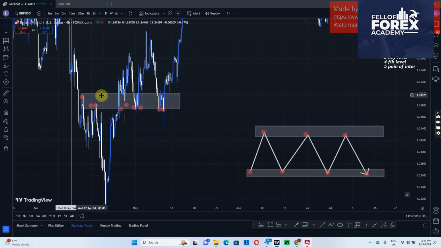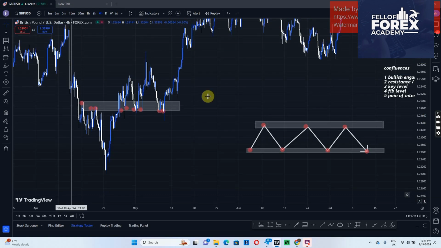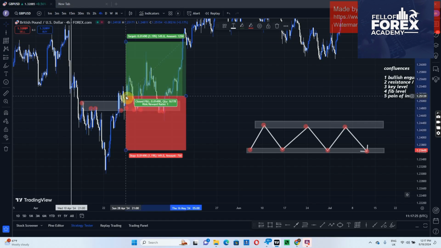Okay, this was the first time price, after price broke this zone, came back to the zone. So what do we have to do? We have to buy. Okay, we have to buy here. I will teach you sniper entries. I will teach you how to get perfect sniper entries. Okay, price came here. You could buy from here because this is a bullish engulfing.